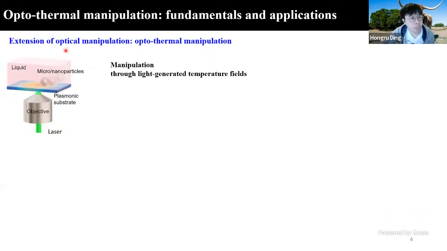Fortunately, researchers, including our group, developed a new type of optical manipulation technique named optothermal manipulation. Basically, we can achieve a similar manipulation through light-generated temperature fields. As you can see here, we simply use a laser beam to heat up a light-absorbing substrate. It can be a plasmonic substrate. And then in the liquid, the micro nanoparticle can be attracted to the hot spot. It shows advantages like low power and simple optics, and it also features long range manipulation.